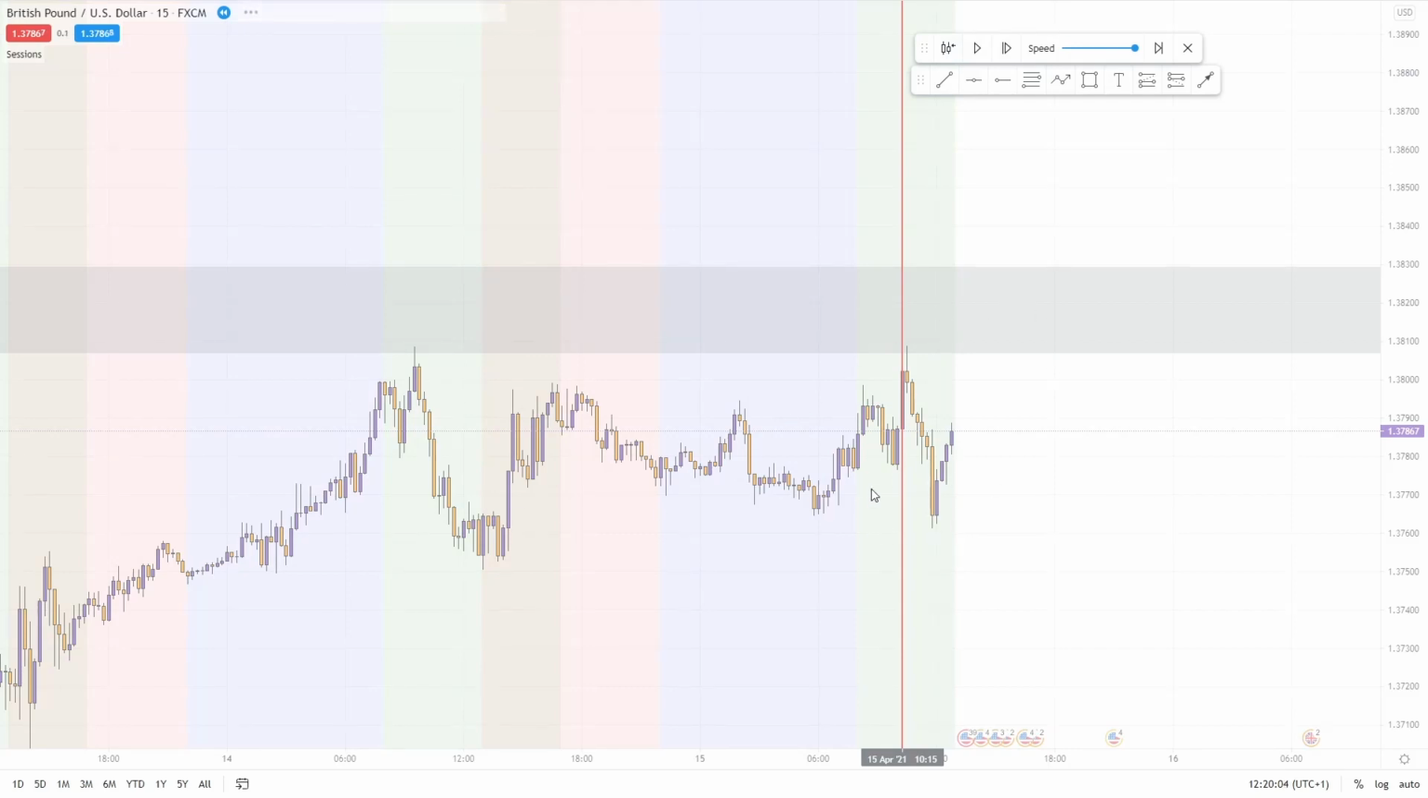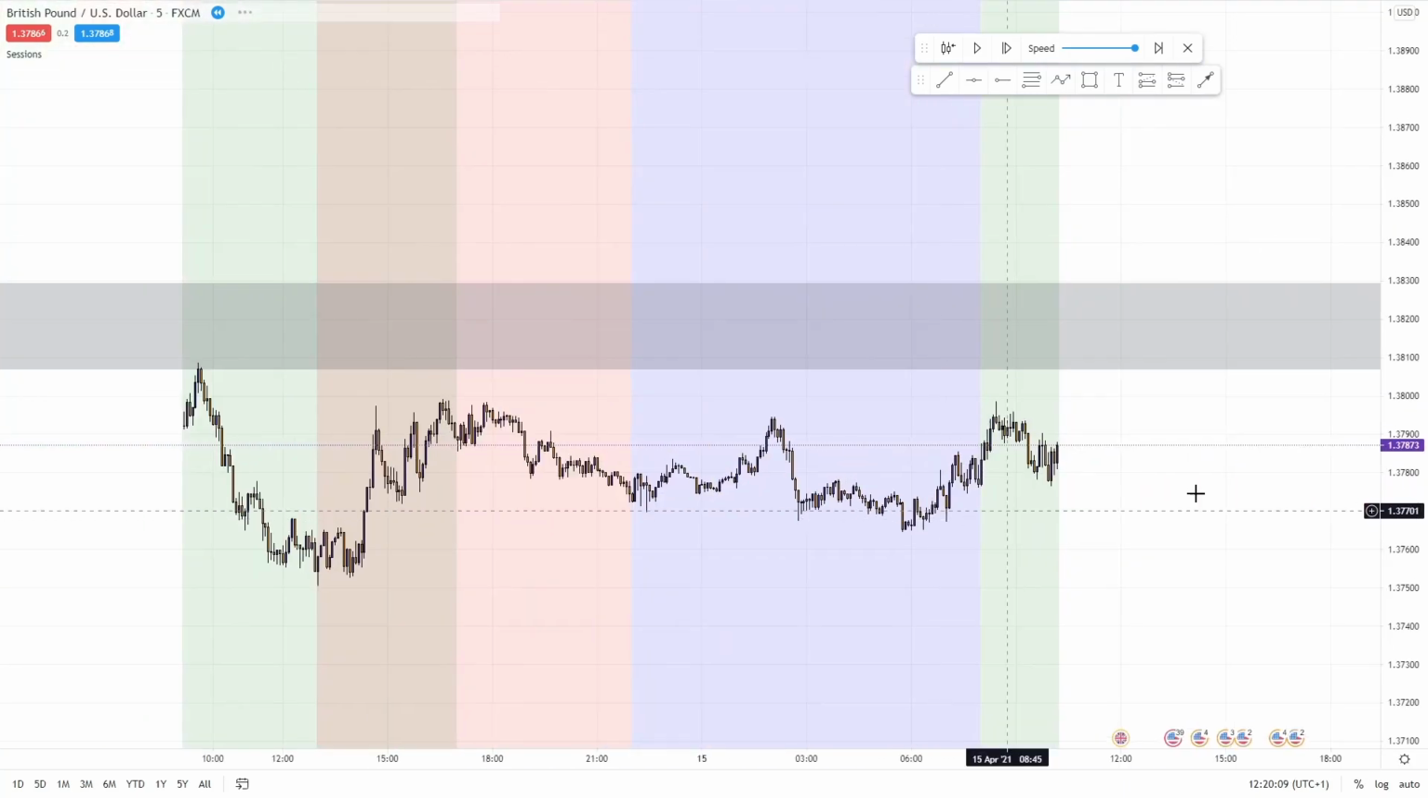Has anyone else's TradingView been really laggy and bad the past couple of weeks? It keeps on getting stuck for me. I don't know why. I don't know if it's just me.